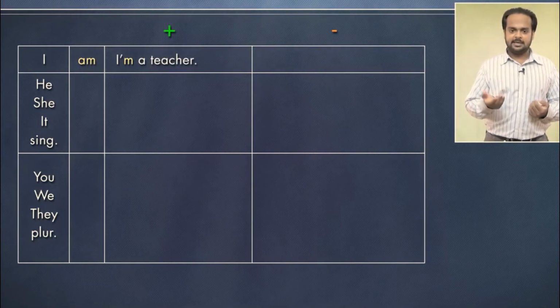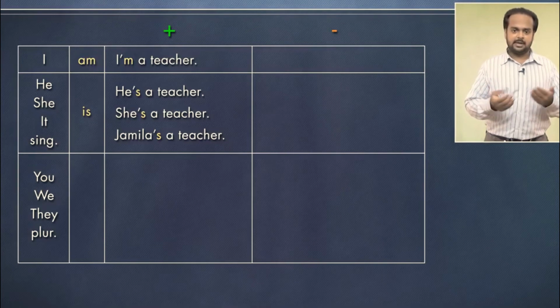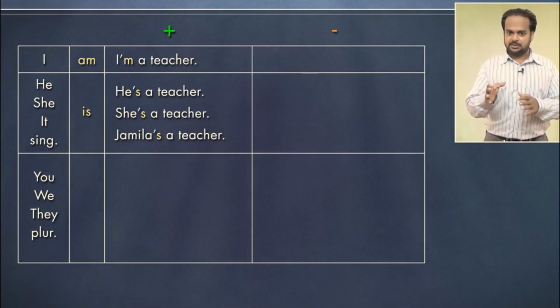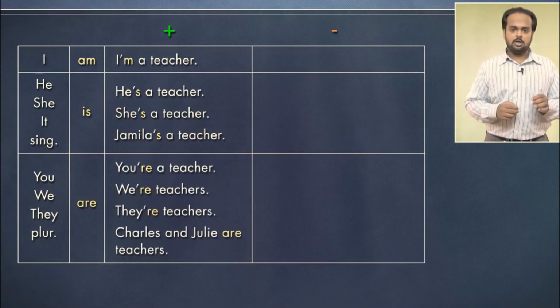If the subject is he, she, it, or any singular noun, then we use is. He is, she is, or he's and she's. Jamila is a teacher, or you could say Jamila's a teacher. If the subject is you, we, they, or any plural noun, then we use are. So you're, we're, and they're.